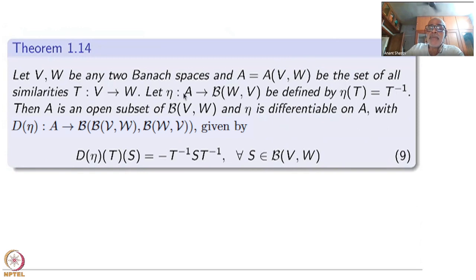Consider the function eta from A to B(W, V), the other way around, from W to V, okay? Defined by eta of T equal to T inverse. Each element here is invertible, so I can take the inverse. Again, I am getting inside A(W, V), so this eta lands you from A to A(W, V). Okay, it doesn't matter. So it is inside B(W, V), which is a Banach space. Then A is an open subset of this B(V, W), and eta is differentiable on the entire A.